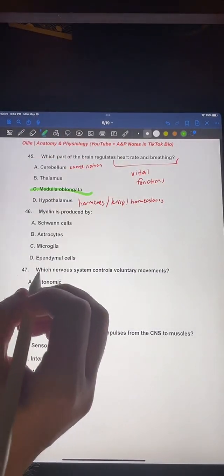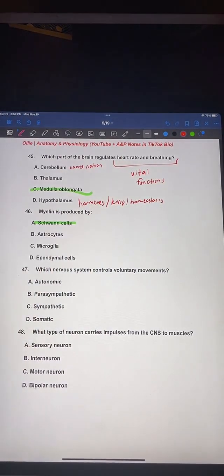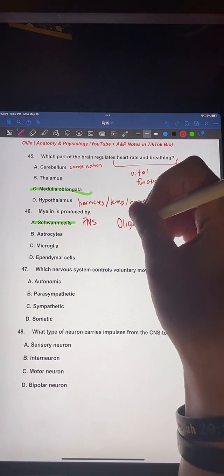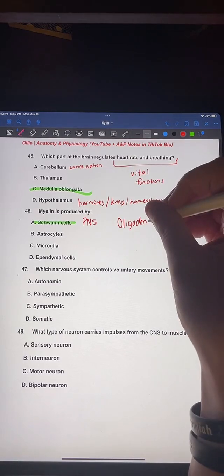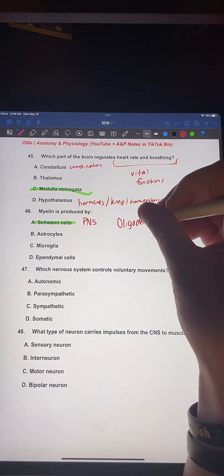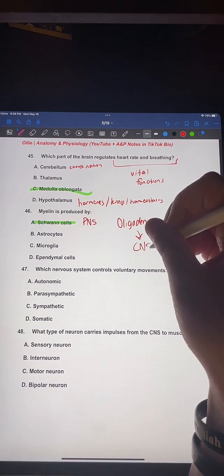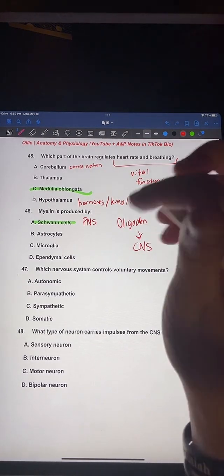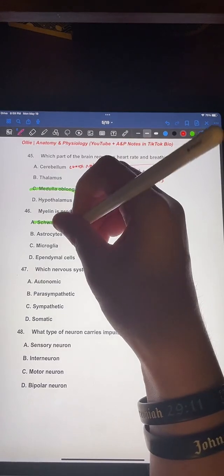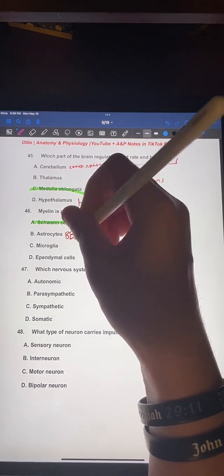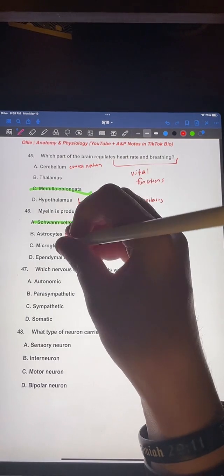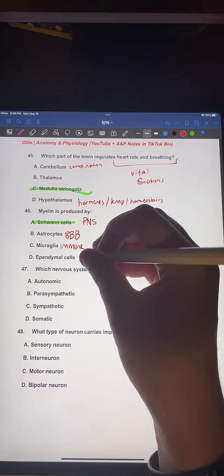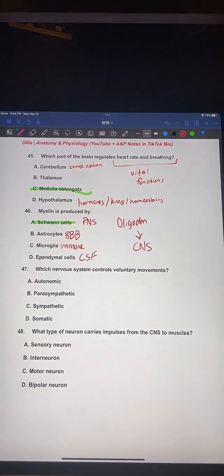It's going to be the Schwann cells, and this specifically is in the peripheral nervous system. Oligodendrocytes are going to be our central nervous system, where the myelin is produced. Astrocytes are going to support neurons and form the blood-brain barrier. Microglia are the immune cells. Ependymal cells are going to produce our cerebrospinal fluid.